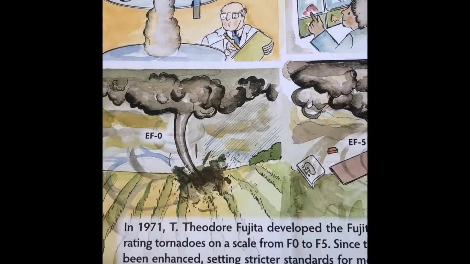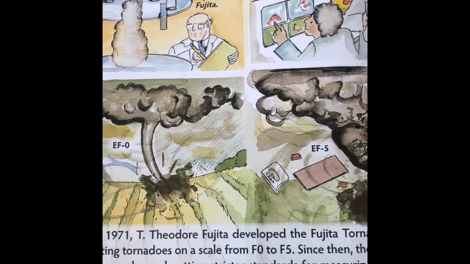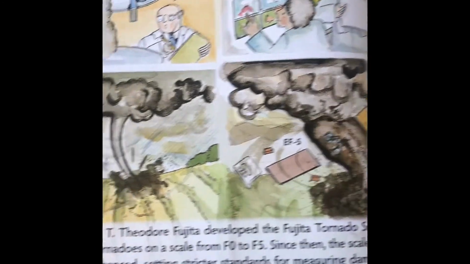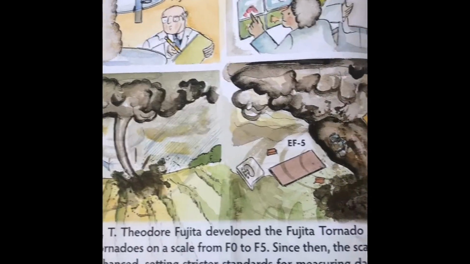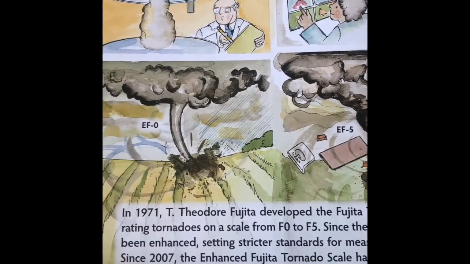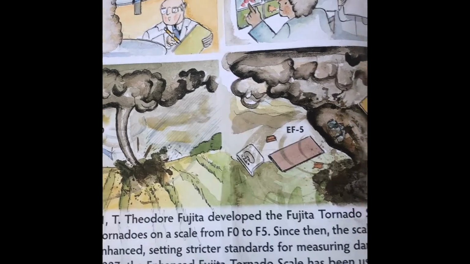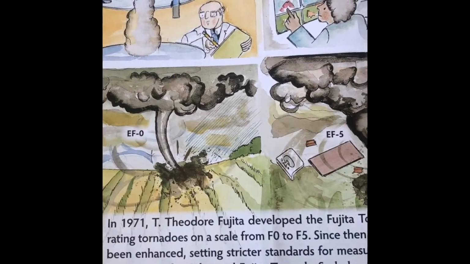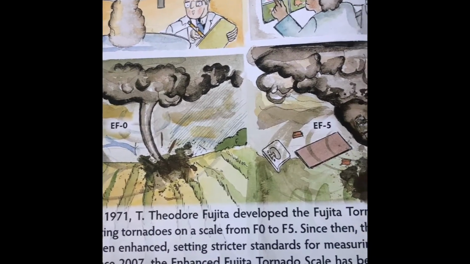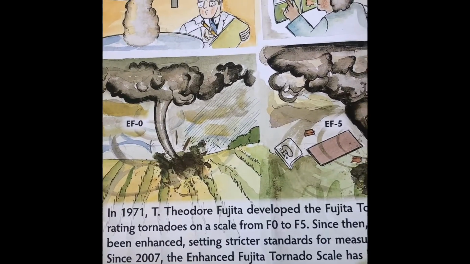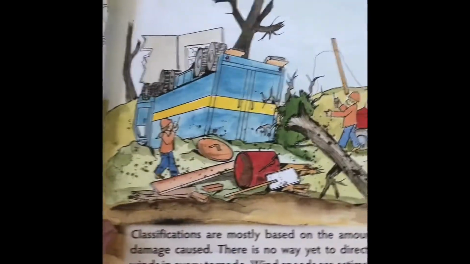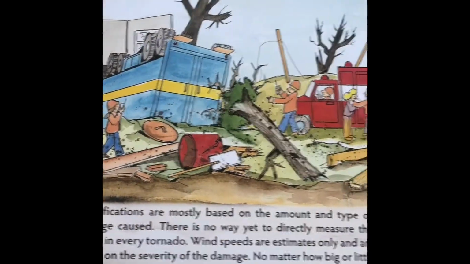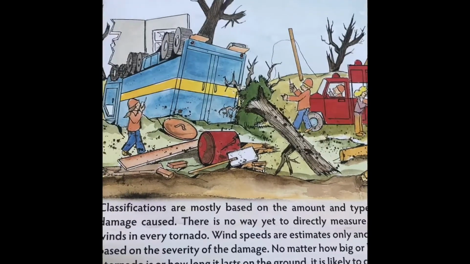In 1971, T. Theodore Fujita developed the Fujita Tornado Scale, rating tornadoes on a scale from F0 to F5. Since then, the scale has been enhanced, setting stricter standards for measuring damage. Since 2007, the Enhanced Fujita Tornado Scale has been used to classify tornadoes from EF0 to EF5. Classifications are mostly based on the amount and type of damage caused.